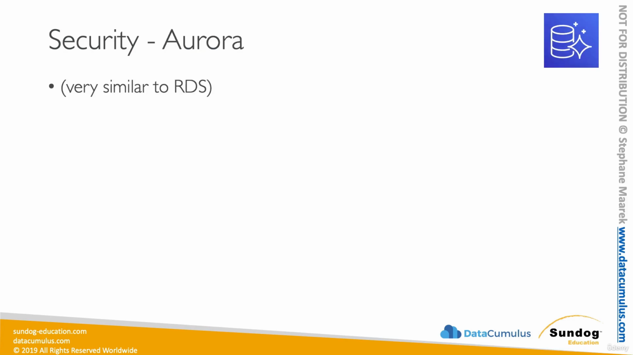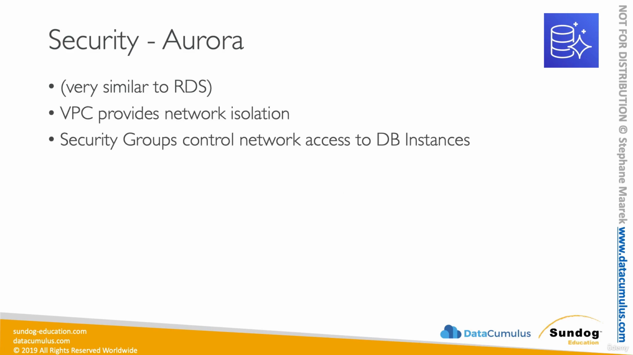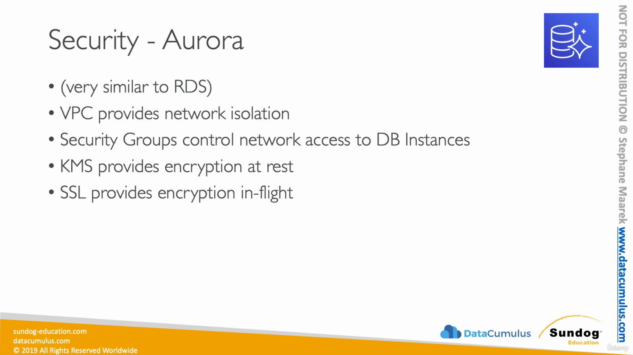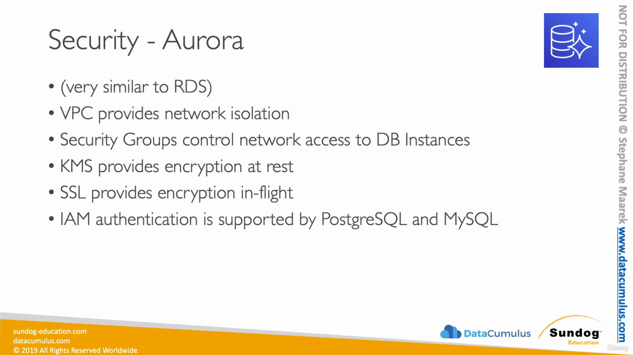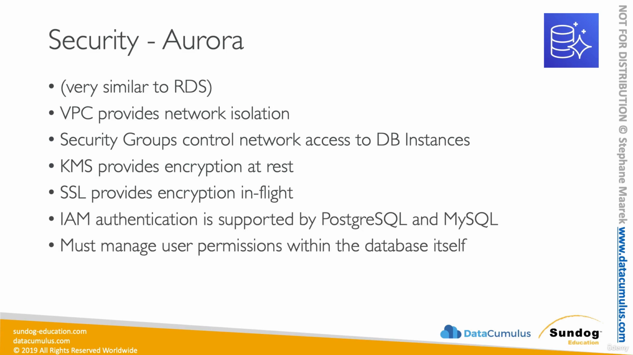For Aurora, well, it's actually very similar to RDS. We get VPC to get network isolation, security groups to control who has access to our database, KMS to get encryption at rest, SSL to get encryption in flight, IAM authentication for Postgres and MySQL, and we must manage the user permissions within the database itself. Remember, Aurora does not support anything such as Oracle or Microsoft SQL Server. Right now, it's only Postgres and MySQL in terms of compatible APIs.